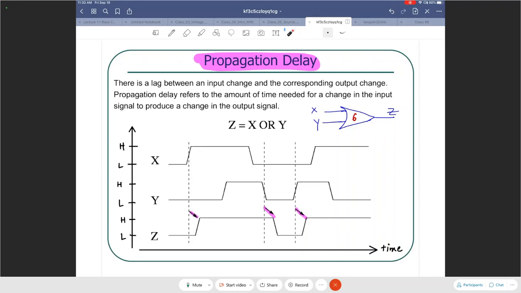Yes, there are times when we would want propagation delay, and the reason is memory. If you want to store a bit of information, propagation delay actually helps us store one bit of information. So this will be maybe in the middle of the semester, when we start talking about sequential circuits that have the ability to store information. That's when we would want a propagation delay. But all the other times we don't want propagation delay.